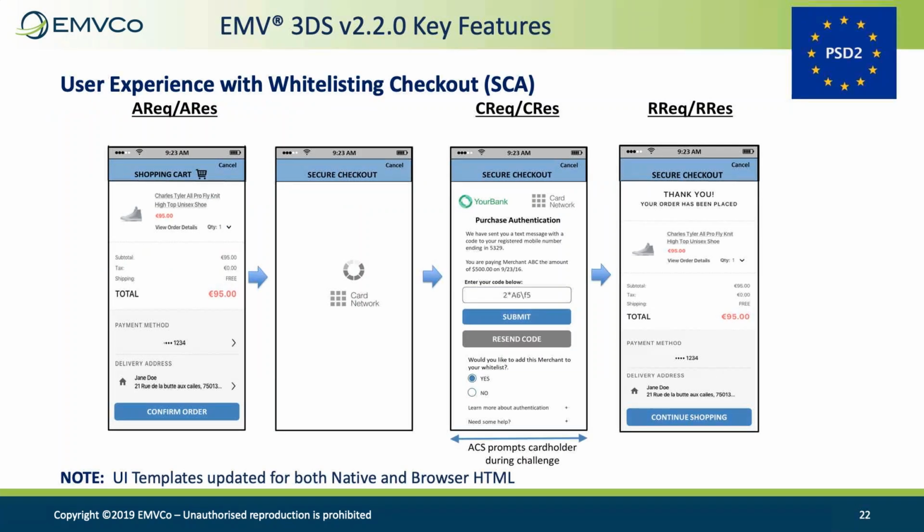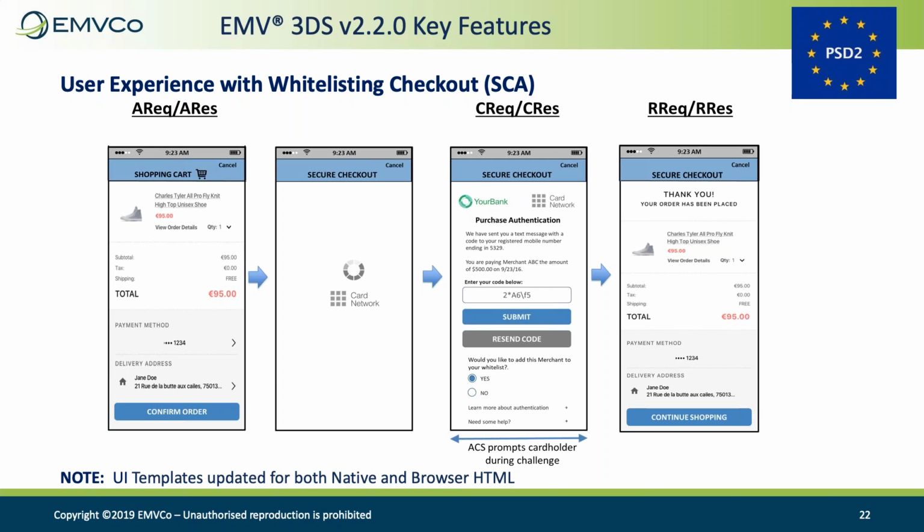Take a look at the user experience with whitelisting strong consumer authentication occurring. In the AREC-ARES flow, in the very left-hand image, you have a purchase happening online, and there is a checkout that starts to happen in the second screen. In the third screen, you'll see the flow of the CREX-CRES starting to occur with a challenge occurring. But what you'll notice is at the bottom of the screen, there is a question for whether you would like to add this merchant to your whitelist, yes or no.